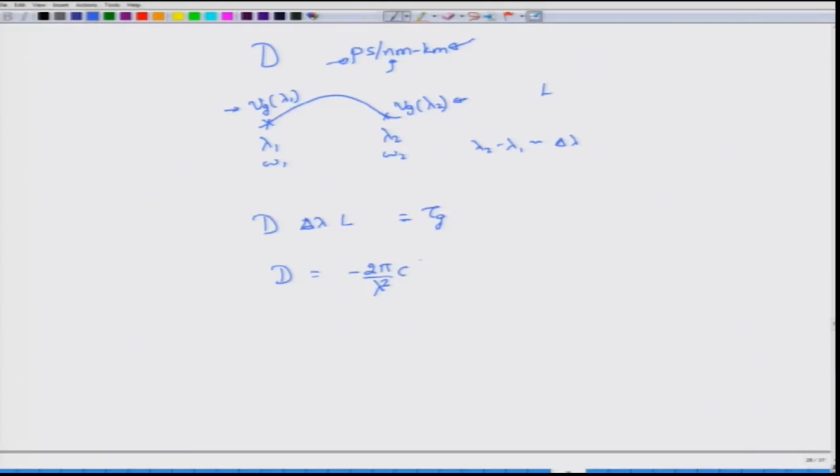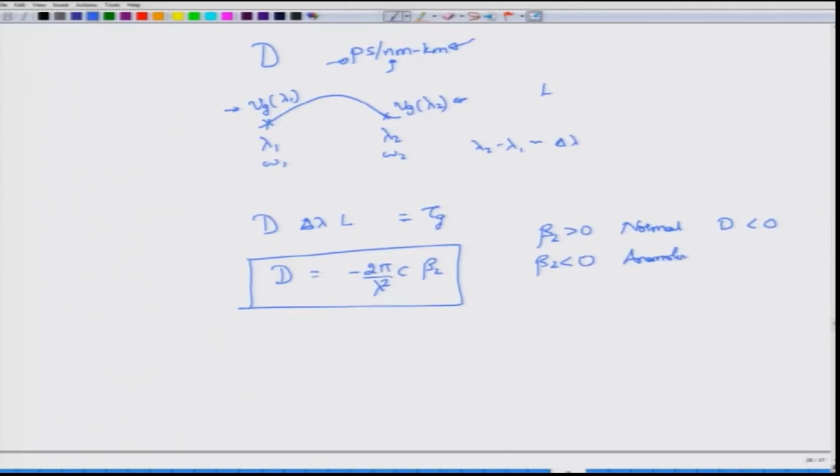This involves converting delta omega to delta lambda, something that you do not need to worry about at this point. And the main reason that I have introduced this dispersion coefficient or dispersion parameter D is because I want to show that D and beta 2 are related with an opposite sign. So, when beta 2 is greater than 0, you have what is called normal dispersion. In that case D will be less than 0, but when beta 2 is less than 0, you have what is called anomalous dispersion, for which D is greater than 0.